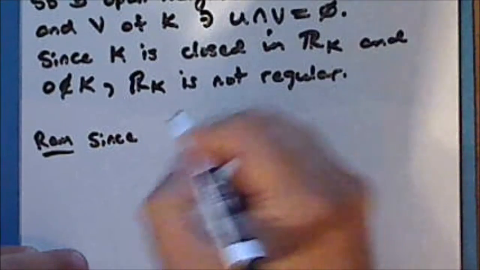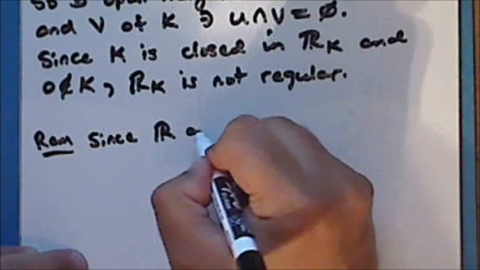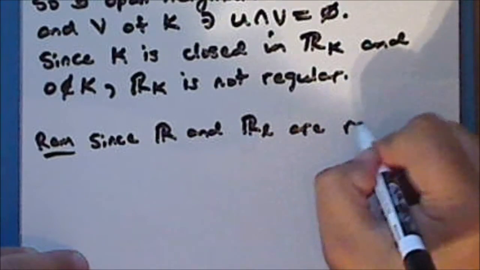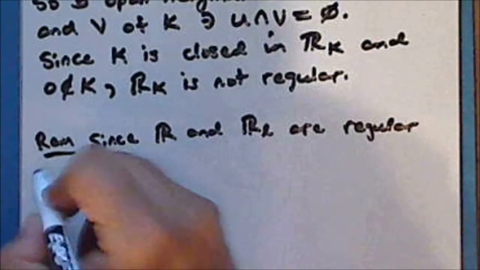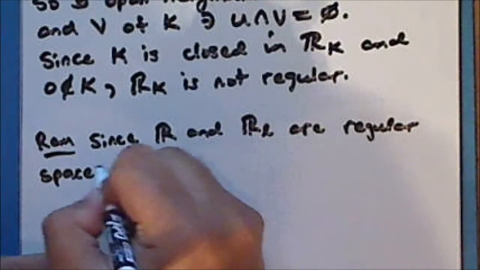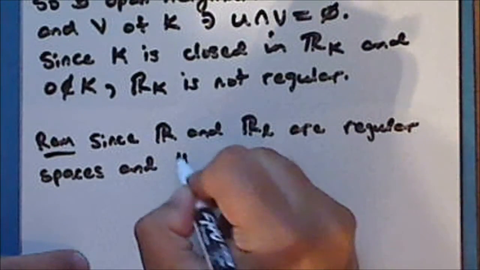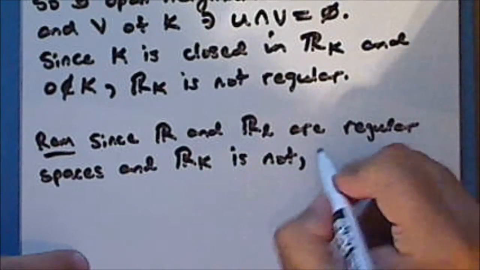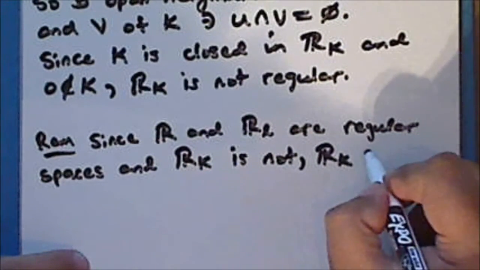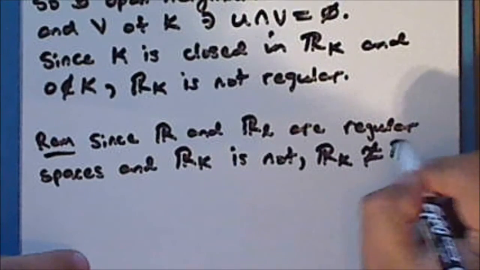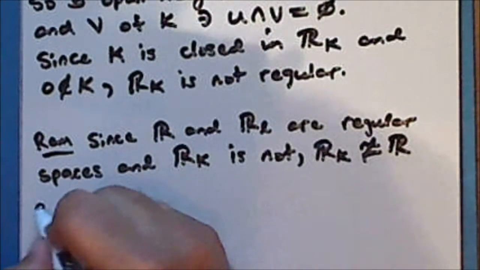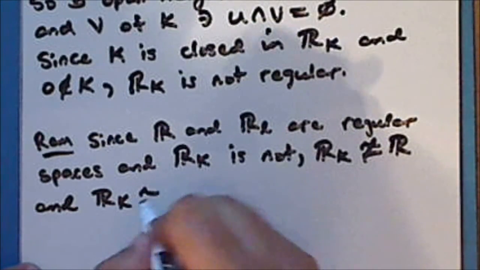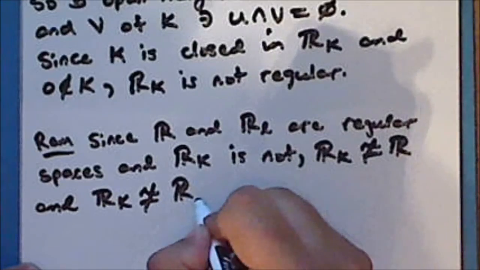Now, since the real line and the Sorgenfrey line are regular spaces, and the space of reals with the K topology is not, the space of reals with the K topology is not homeomorphic to the real line. And the space of reals with the K topology is not homeomorphic to the Sorgenfrey line.